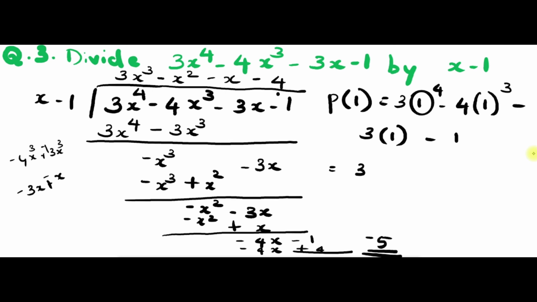So, 3 minus 4 minus 3 minus 1, which is equal to minus 5. So here the remainder is minus 5. The zero of x minus 1 is 1. So by putting x is equal to 1 in p of x, we got the remainder as minus 5 itself.